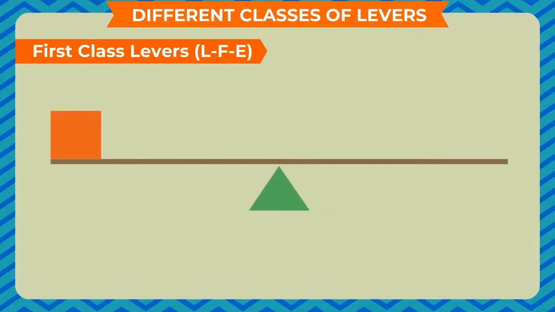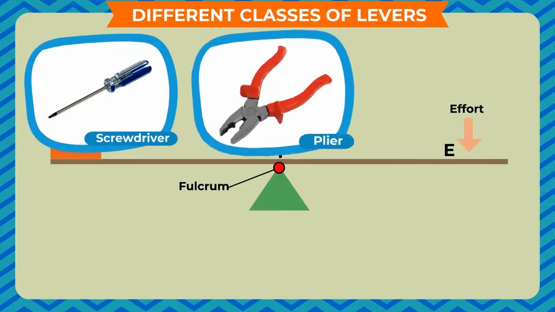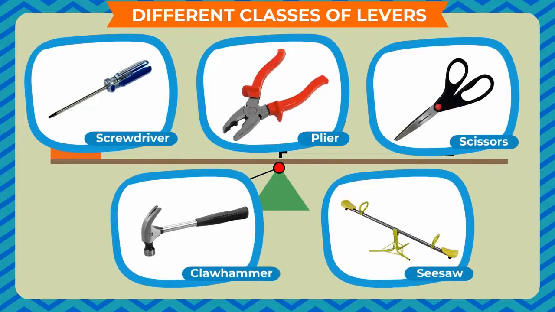First class levers. LFE. In first class levers, the fulcrum, F, is located at some point between the load, L, and effort, E. The examples of first class levers are screwdrivers, plier, scissors, claw hammer, seesaw, etc.